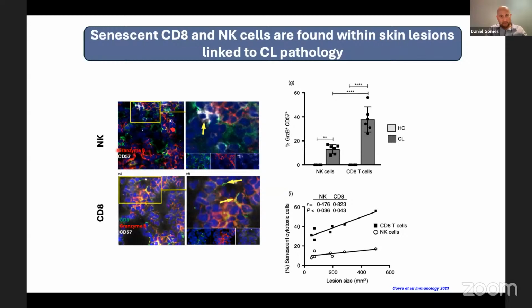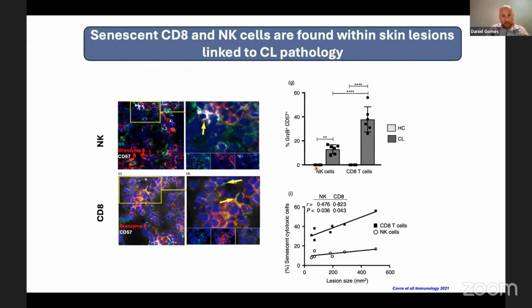And basically, we could see both populations in lesions. Here are granzyme B positive cells, CD57 positive cells. We saw an accumulation of CD8 higher than NK in lesions. Lesions also, of course, had many more cytotoxic cells, it doesn't matter if it's NK cells or CD8, compared with the healthy control here.